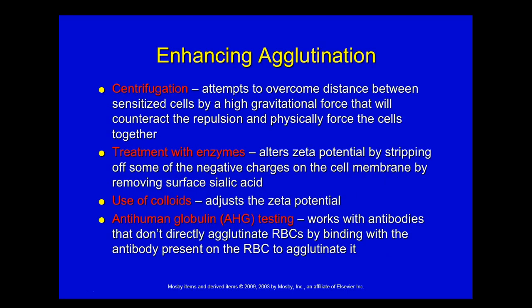Here are some ways we can do that. Centrifugation attempts to overcome distance between sensitized cells by a high gravitational force. We can treat them with enzymes that alter the zeta potential by stripping off some of those negative charges I just mentioned. We can use colloids, which will adjust that zeta potential. And we can actually use anti-human globulins too, which are antibodies that don't react with the RBCs, but bind with the antibody on it instead.